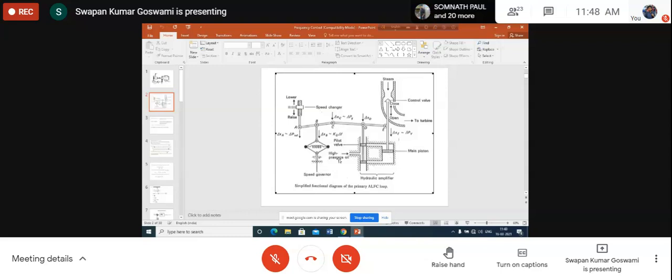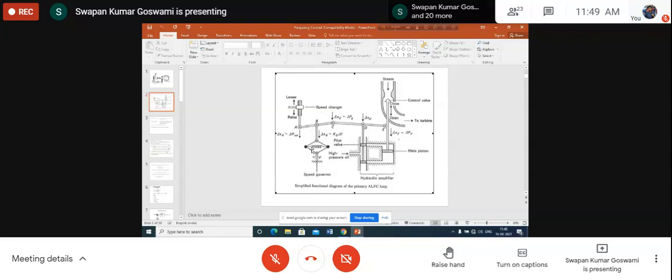Now you see that here the operation of the speed governing mechanism is basically controlled by the so-called speed governor. The function of the speed governor is to govern, to regulate, the speed of the synchronous generator. This speed governor has two fly balls, one here and another here. That's why this is called the fly ball speed governor.